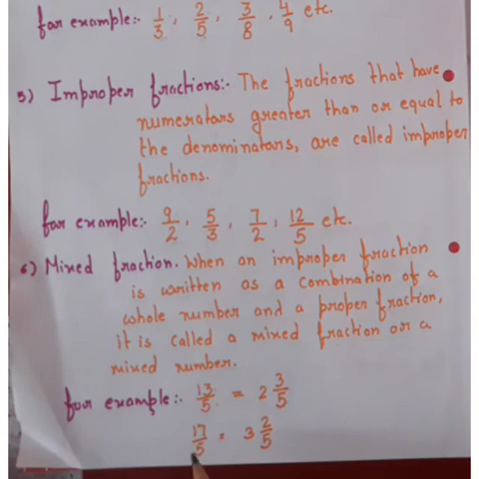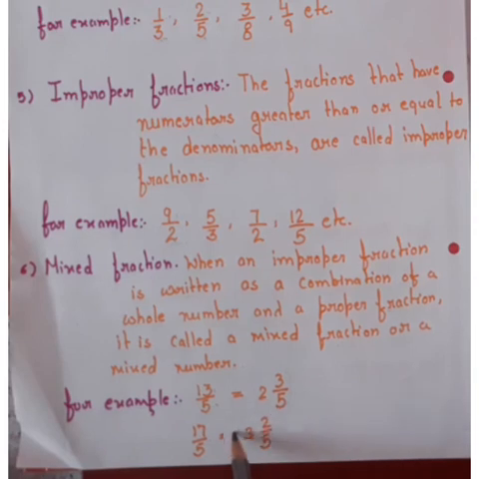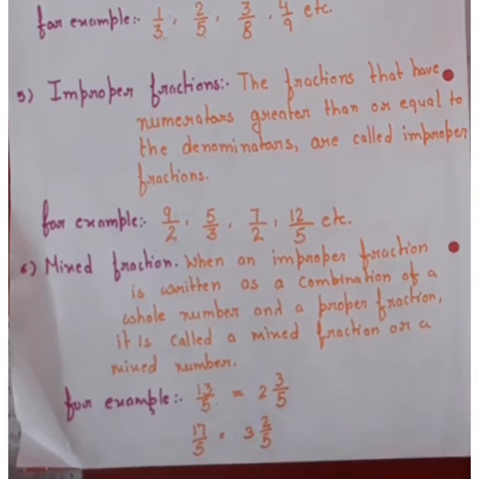One more example is 17 upon 5. Here it is an improper fraction, and again I have written this improper fraction as a combination of a whole number and a proper fraction. This 3 is the whole number and 2 upon 5 is a proper fraction. So this is known as a mixed fraction.